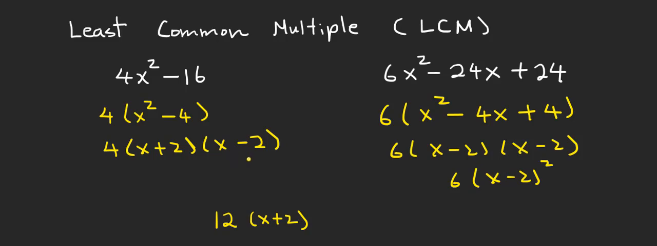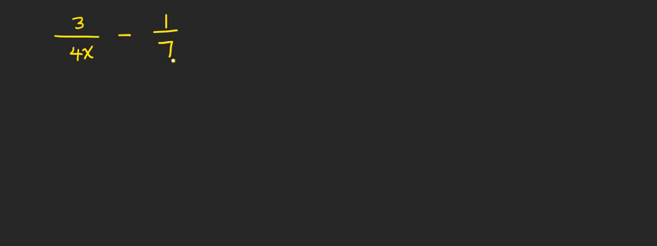Now what about x minus 2? We have x minus 2, but over here we have x minus 2 squared, so we have to choose the quantity x minus 2 squared, because both of these need to go into the LCM. So what is the LCM for 4x and 7?